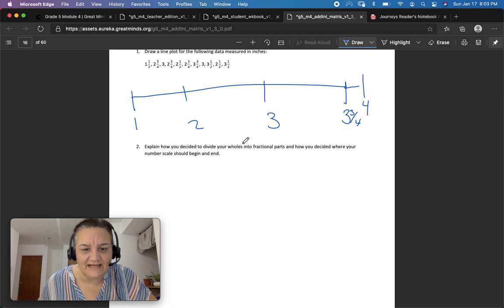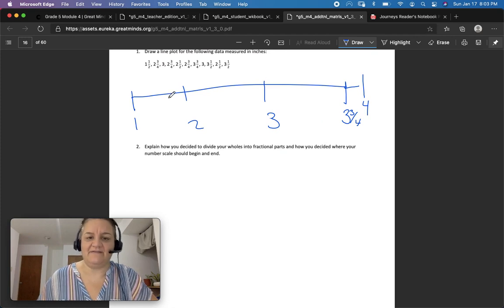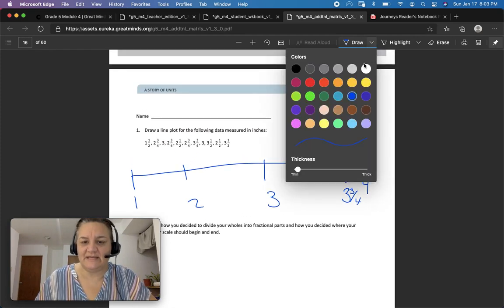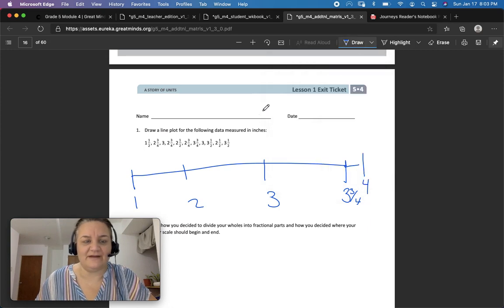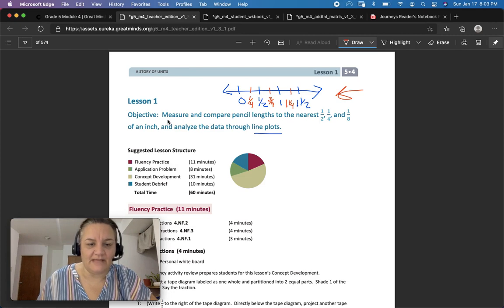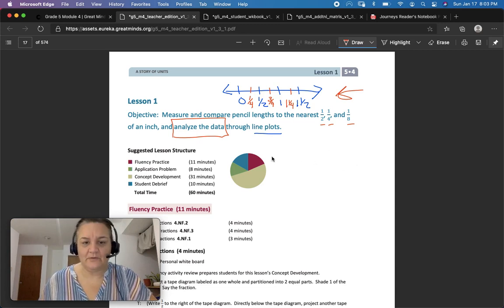Explain how you decided to divide your wholes into fraction parts and how you decided where your number scale should begin and end. Okay, and I just gave you that answer. So I'm giving you too many answers today. Must be because it's a new unit and I'm feeling very helpful. Okay, so measure and compare pencil lengths to the nearest half, quarter, and eighth of an inch, and analyze the data. That's really what line plots are for, is to look at the data and figure out things like where was the most rainfall.